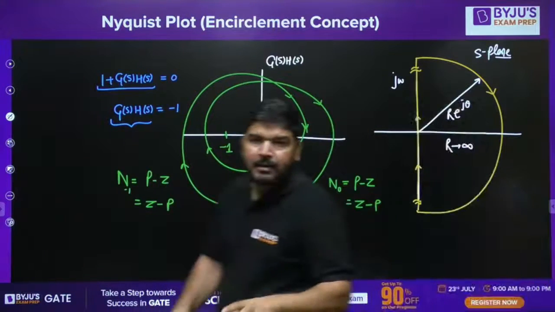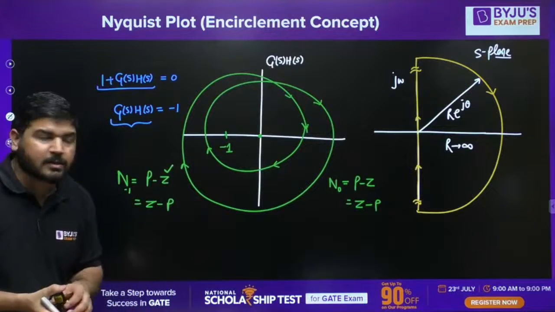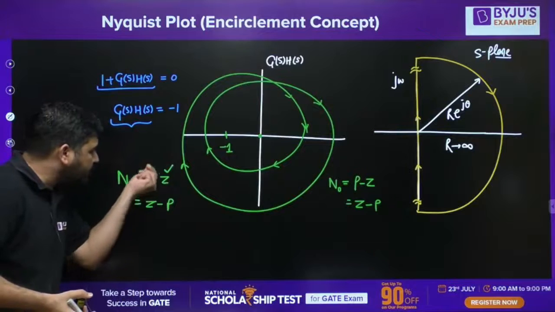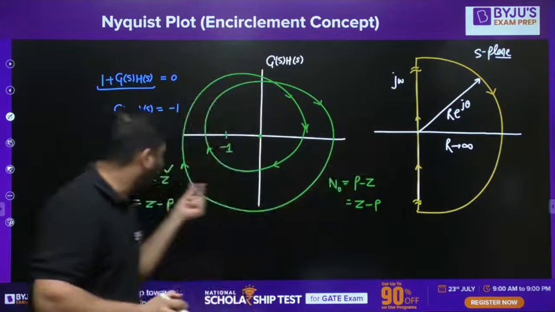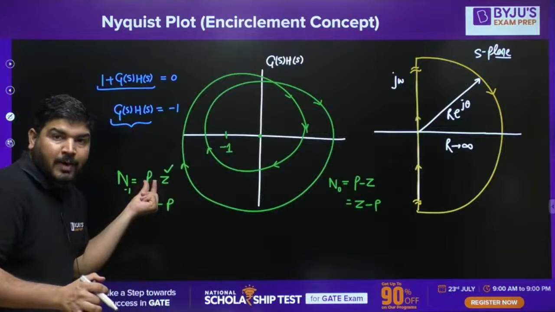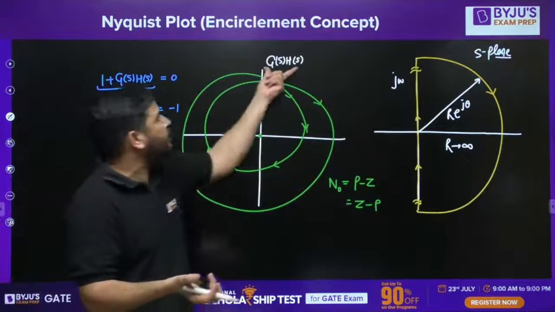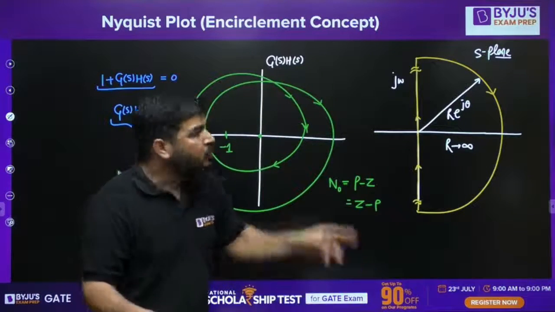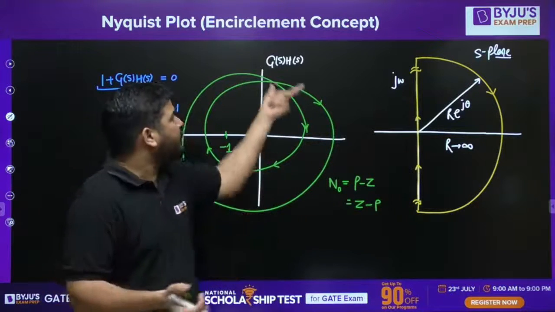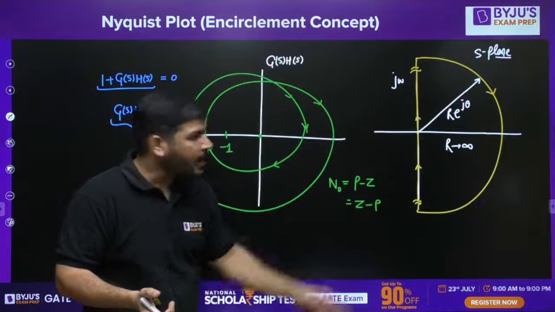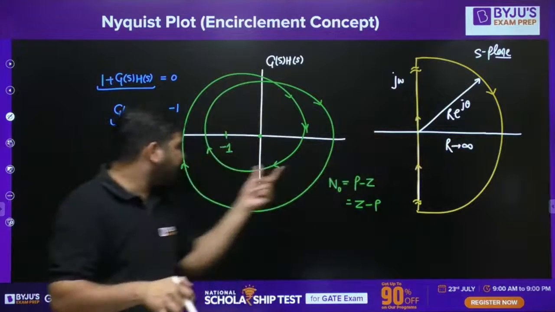We are interested in the zeros of 1 plus G(s)H(s). We are interested in Z, zeros of 1 plus G(s)H(s). To find that, we need to find the poles of 1 plus G(s)H(s) inside this S-plane contour. How to find that? We know that the poles of 1 plus G(s)H(s) and the poles of G(s)H(s) are the same. So if G(s)H(s) is provided to you, we can easily find the poles of G(s)H(s) inside this S-plane contour. The same poles will be for 1 plus G(s)H(s).